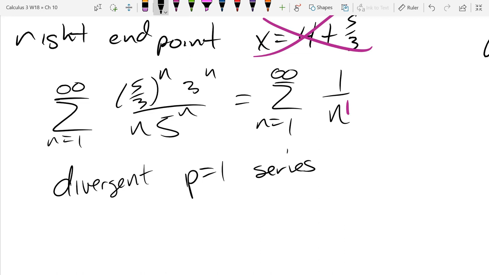So it's a divergent P equals 1 series. That is enough to justify why this diverges. You can just tell me it's a P equals 1 series and therefore divergent. I'm going to refer you to the P series in the book, or your cheat sheet. It looks like this, 1 over n to the P. Certain p-values converge, certain other ones diverge.